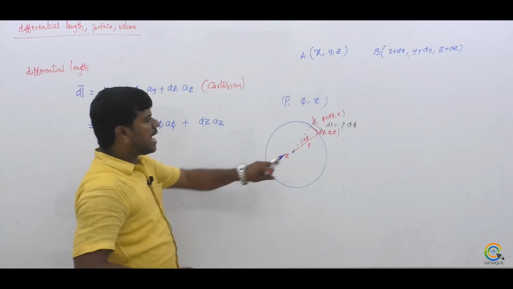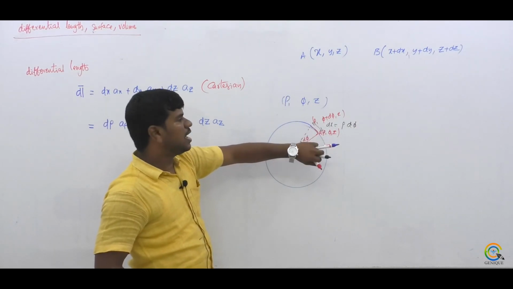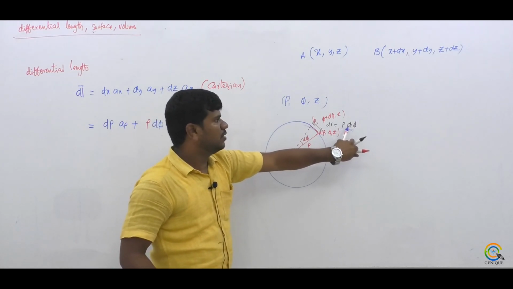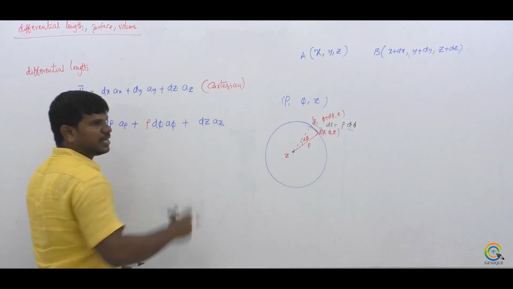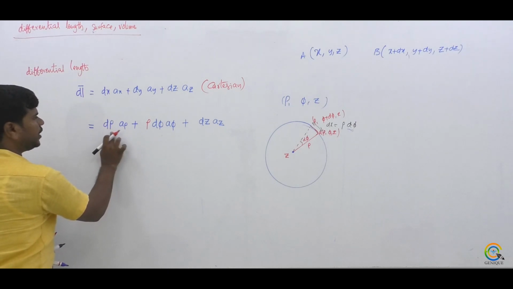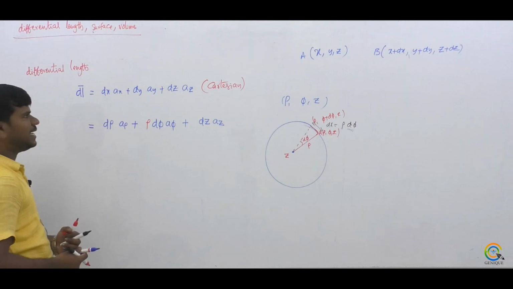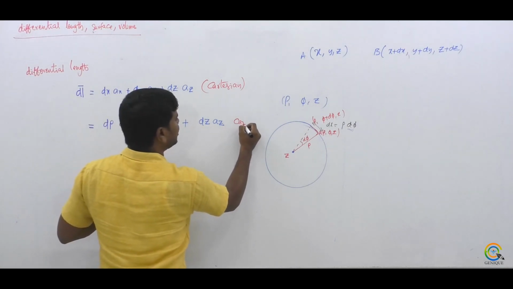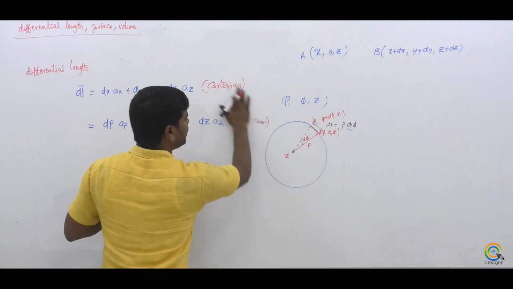This is the angular distance, but if I want to convert it into a linear distance, I have to multiply this angular distance by the radius of that circle. It is just like a sector. Understand? So this is d rho a rho, rho d phi a phi, dz az. Suppose this is the Cartesian one. This is the cylindrical one, sorry.